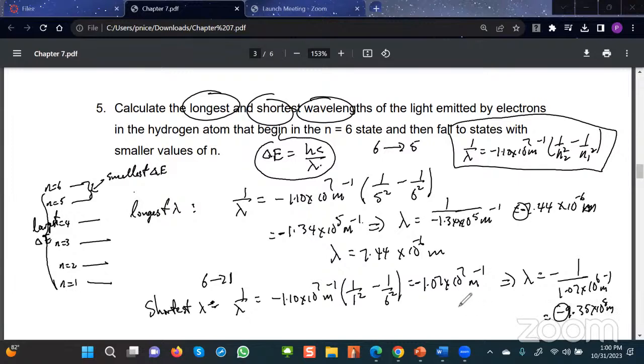And again, there's no such thing as a negative wavelength, so the actual final answer is going to be 9.35 times 10 to the minus 8 meters. And this would be the shortest wavelength going from 6 to lower values of n. So that's basically how the equation works. Any questions about this? No questions? All right, so let's proceed back to the PowerPoint and continue our discussion.